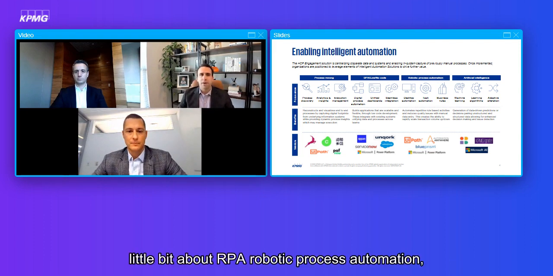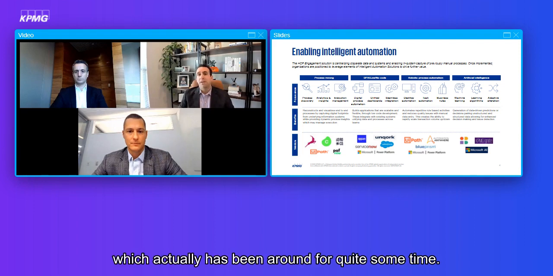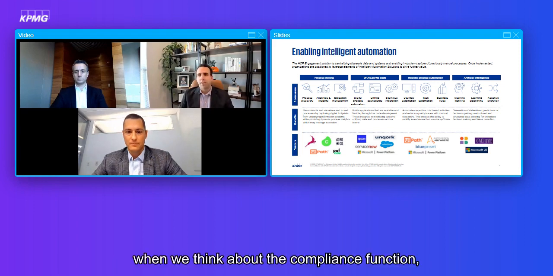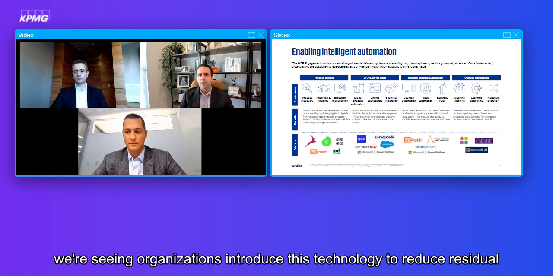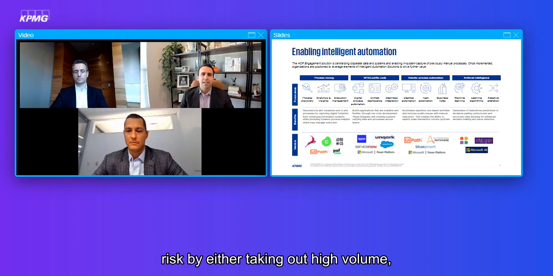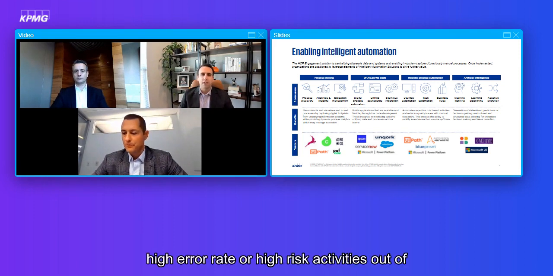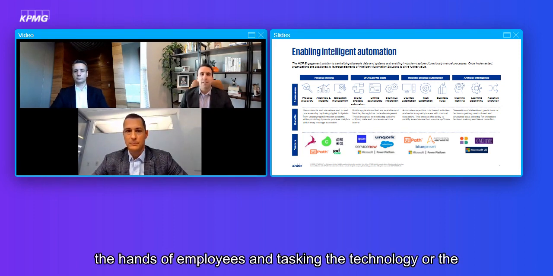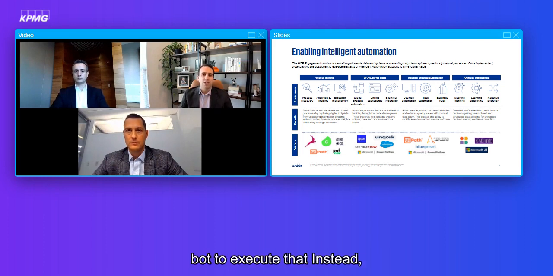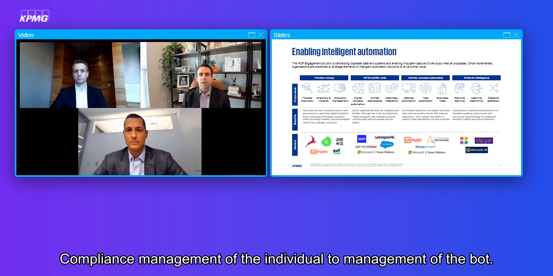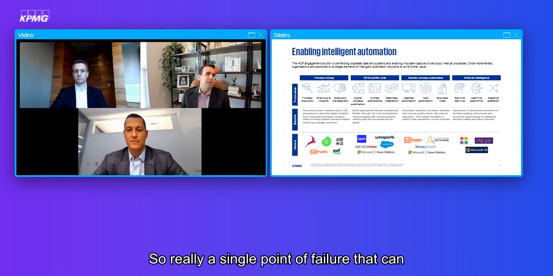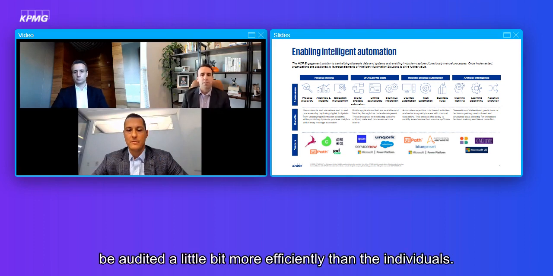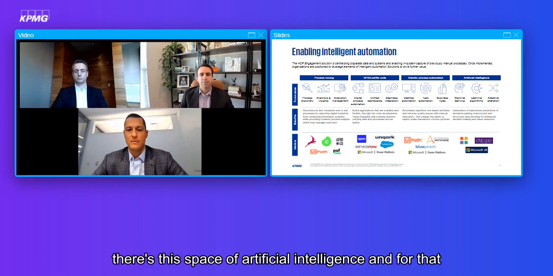and talk a little bit about RPA, robotic process automation, which actually has been around for quite some time. However, when we think about the compliance function, we're seeing organizations introduce this technology to reduce residual risk by either taking out high volume, high error rate, or high risk activities out of the hands of employees and tasking the technology or the bot to execute that instead. It shifts the focus from individual compliance management of the individual to management of the bot. So really a single point of failure that can be audited a little bit more efficiently than the individuals.